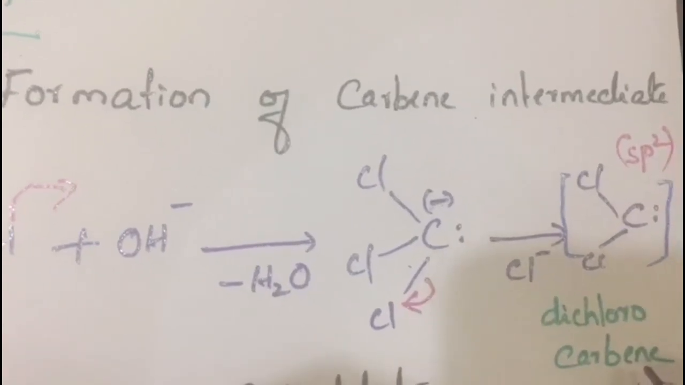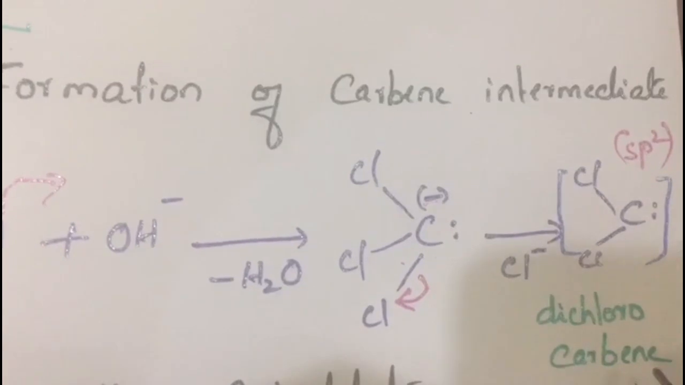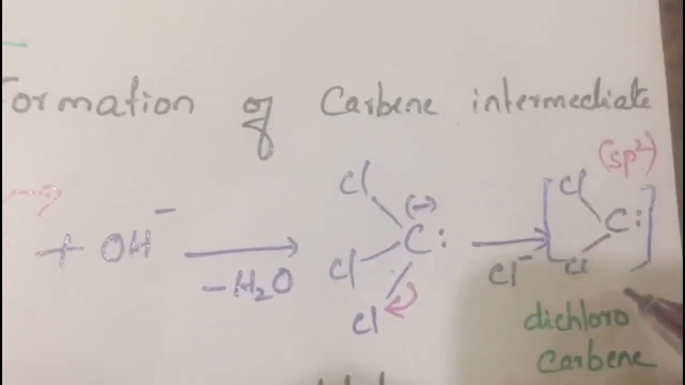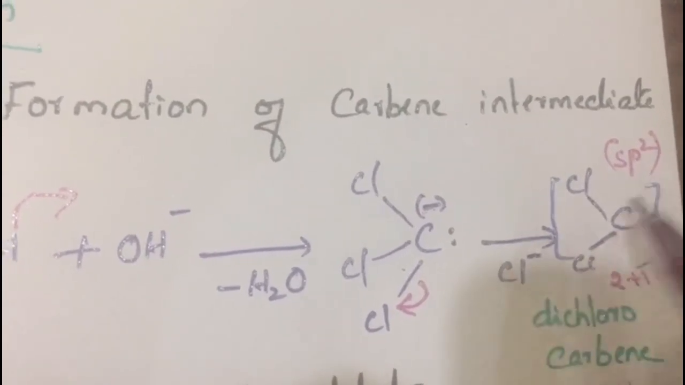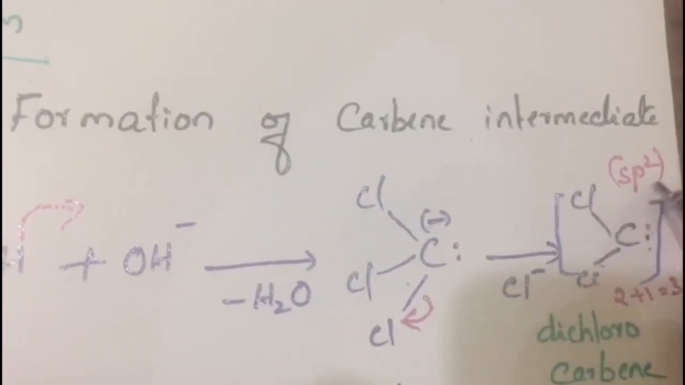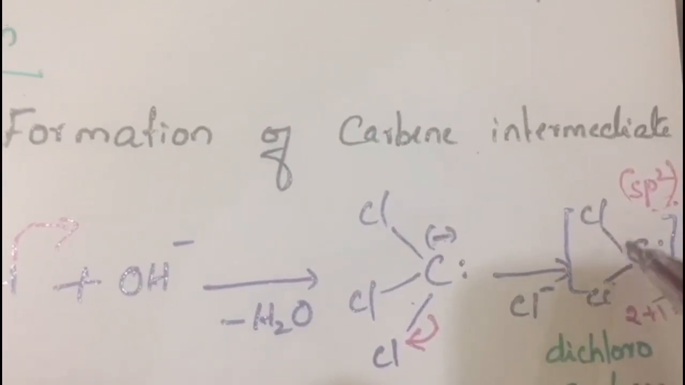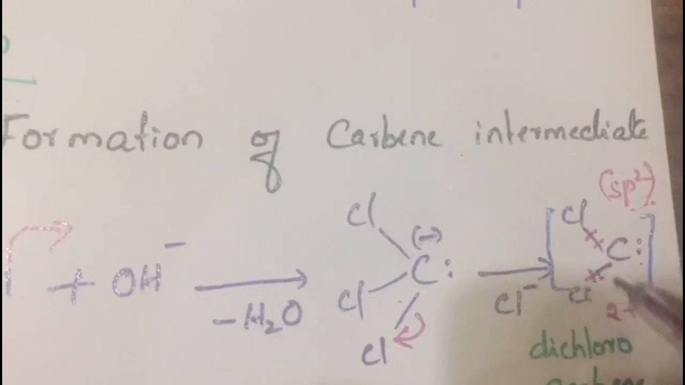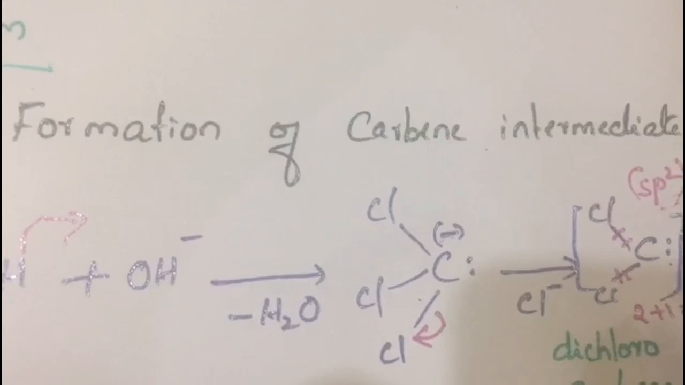This dichlorocarbene is electron deficient. It doesn't complete its octet. It has only 6 electrons. You can see here there are 2 bond pairs and 1 lone pair. So total 3, 2 bond pairs and 1 lone pair. Total 3 means it has sp2 hybridization. And just see the total number of electrons here. 1 bond means 2 electrons, here another 2 electrons, 4, and 2, 6. So total 6 electrons are there in dichlorocarbene.